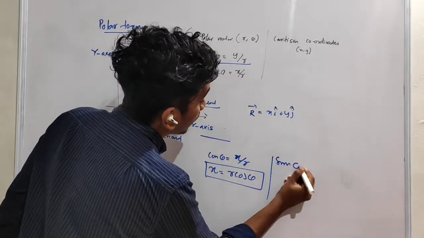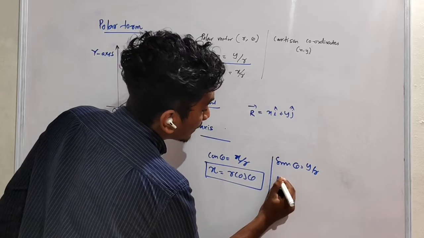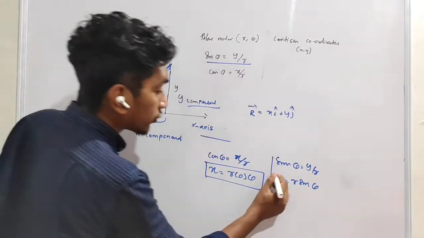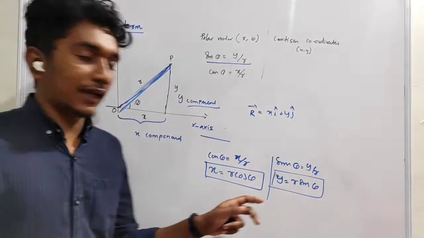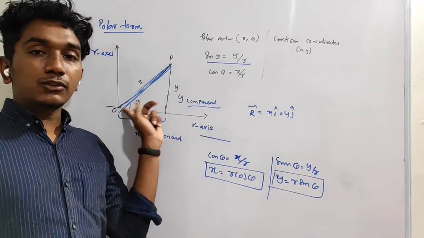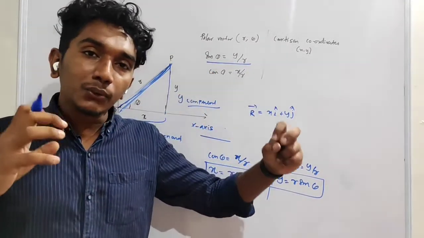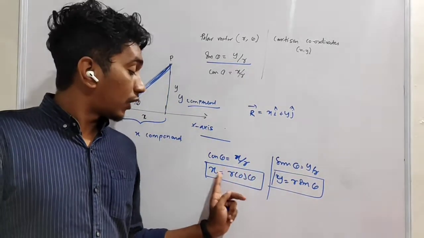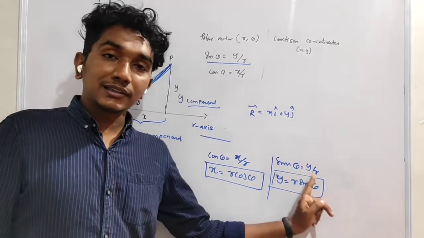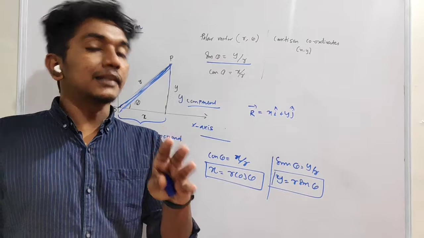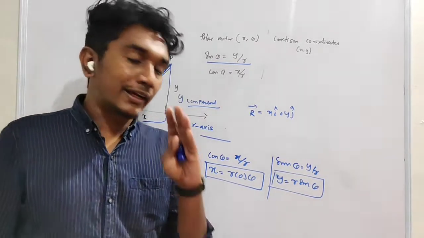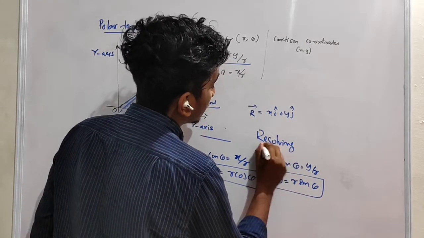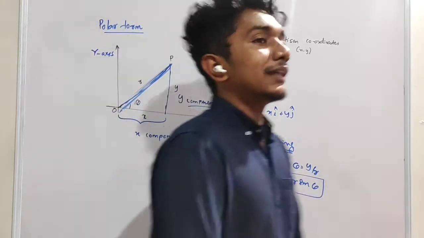So sin theta is equal to y by r. So how much is y? Y is equal to r sin theta. So this is also very important. Here this vector r we are resolving into two: one is the x component and the other one is the y component. That is known as x is equal to r cos theta, y is equal to r sin theta. And that thing is known as resolving a vector, or resolution of a vector.